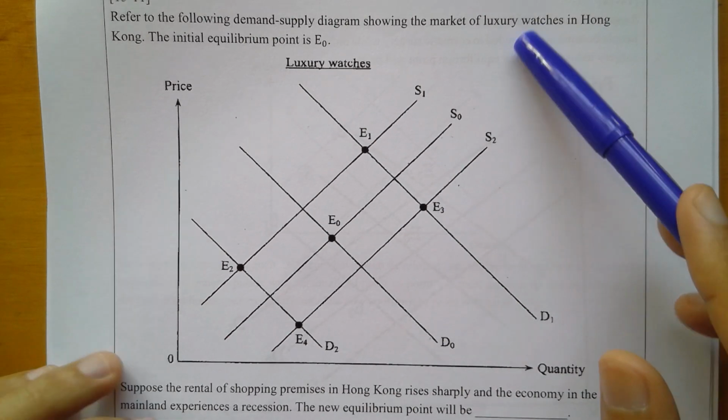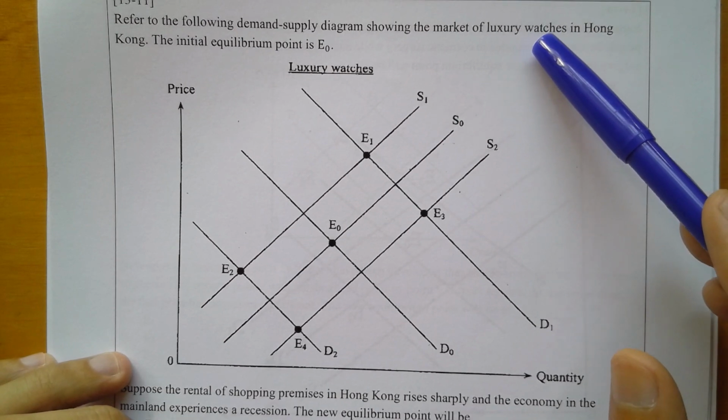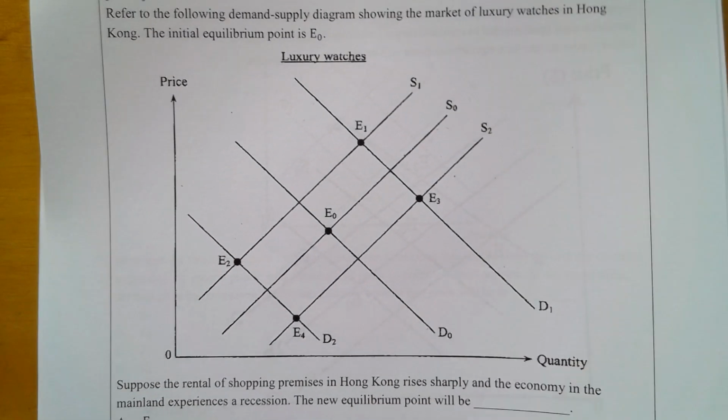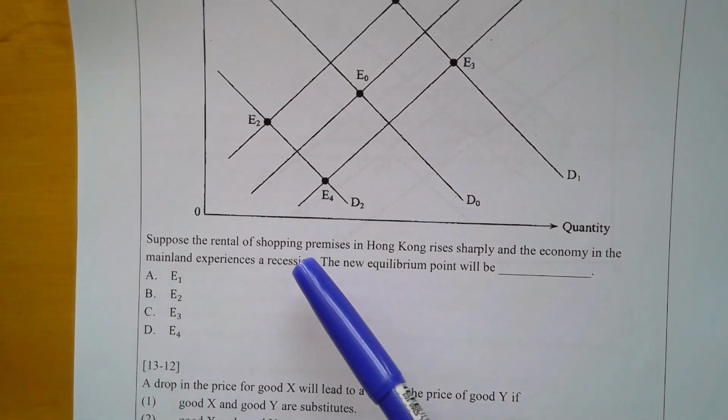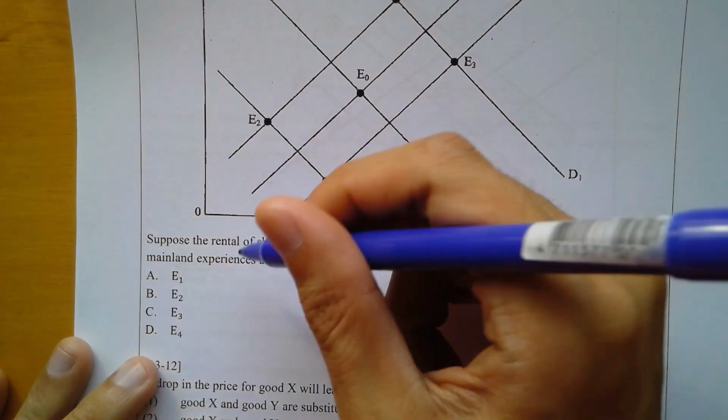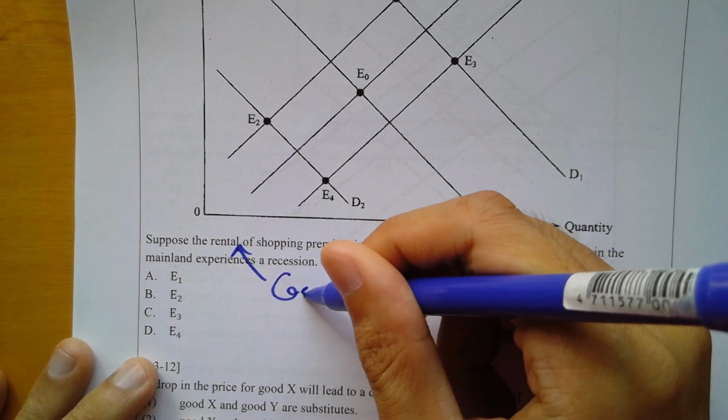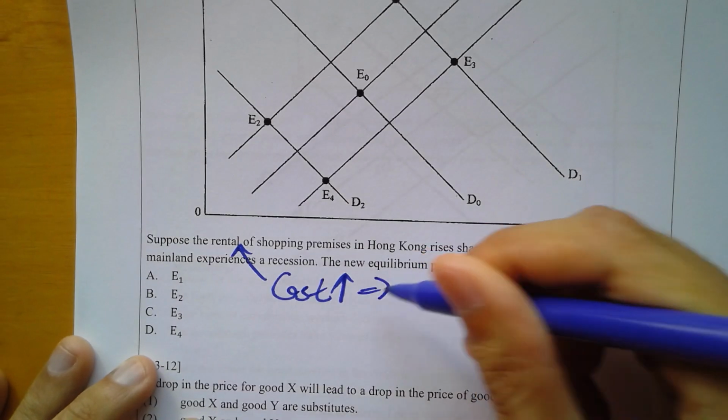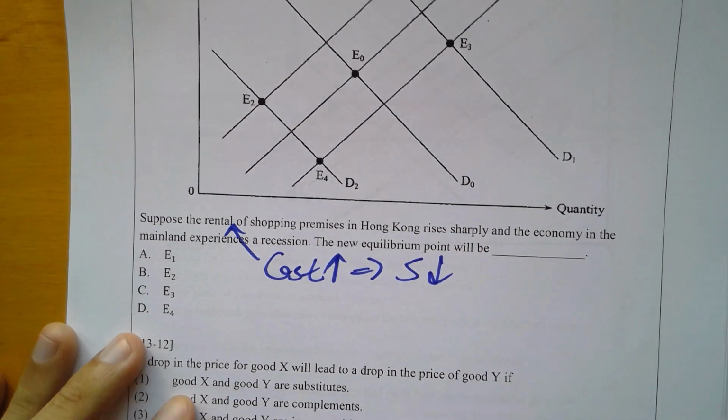Okay, let's look at luxury watches. Okay, here rental rise sharply. What does rent mean? Cost increase. Therefore, supply decrease. Right?